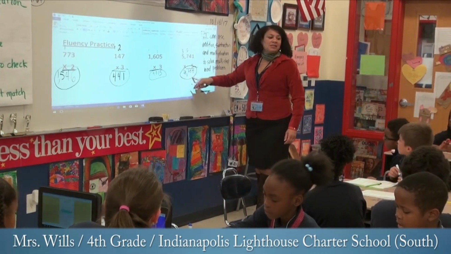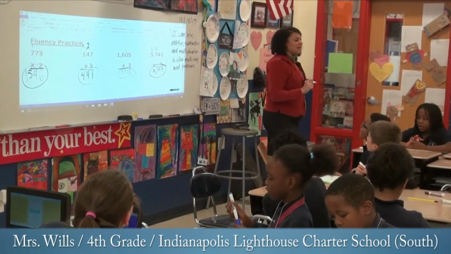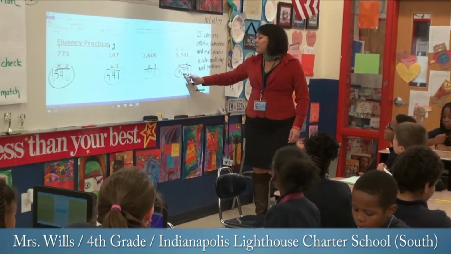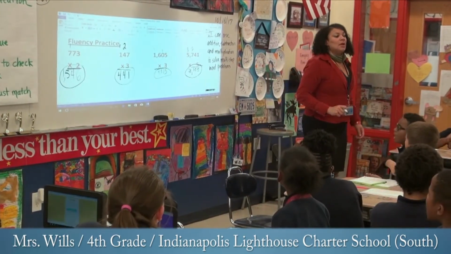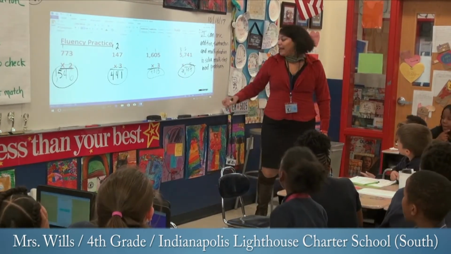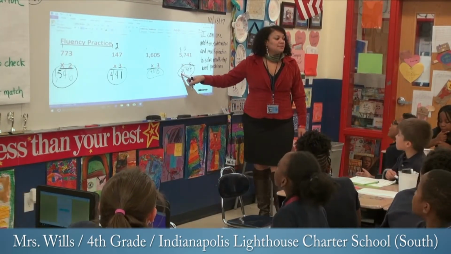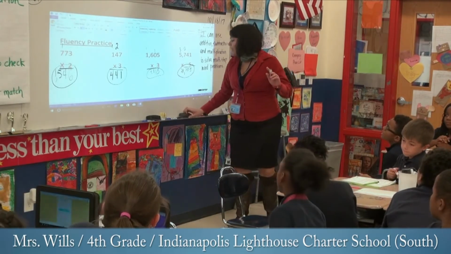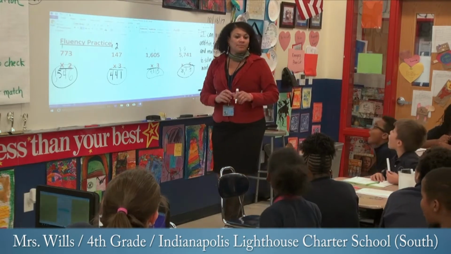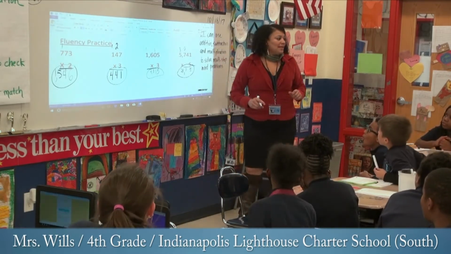All right, 28,705. What's the value of my ones place? 5. What's the value of my tens place? 0. What's the value of my hundreds place? 700. What's the value of my thousands place? 8,000. And what's the value of my 10,000s place? 20,000. Well, you know what I'm going to do? Since you said that 0 has no value, I'm going to go ahead and erase it. No. I need to put it back?